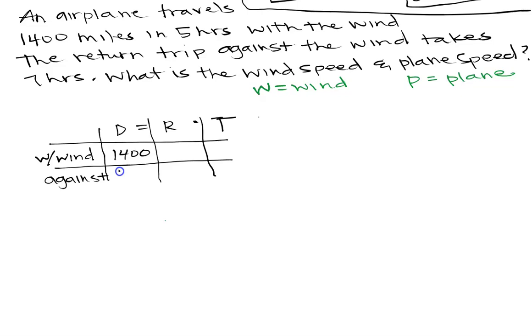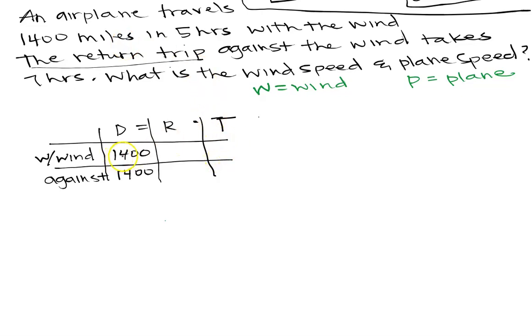That's what I'm trying to find out. So it says the return trip. On a return trip, that means you're doing the same thing just in reverse, right? So you're still going that same amount, still going 1,400 miles, just in the opposite direction. Now we don't know the rate here, but we have information about the hours.